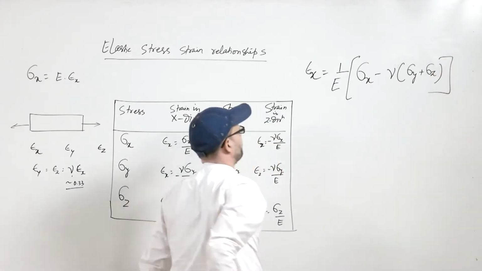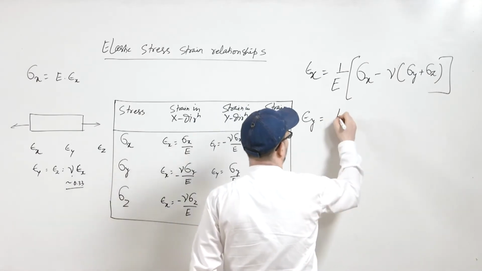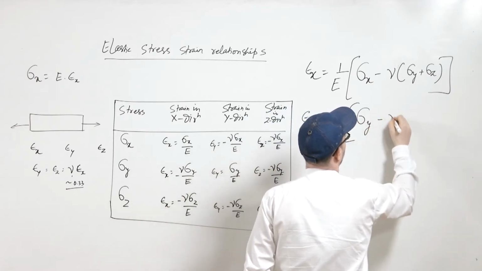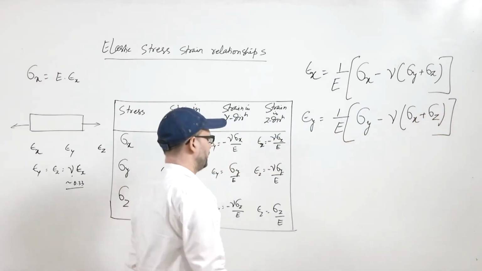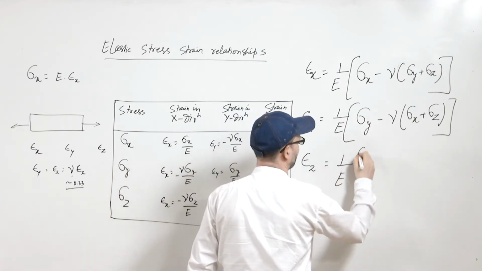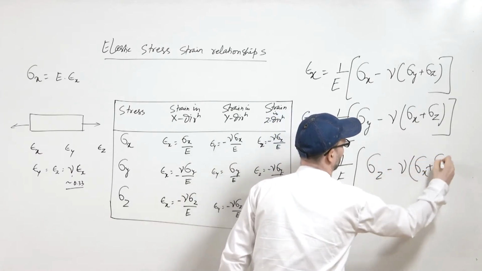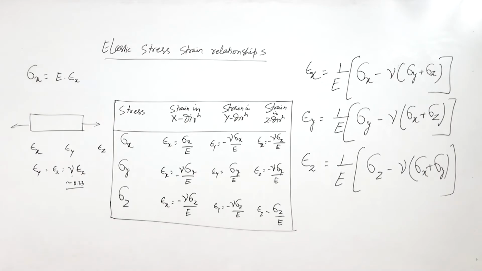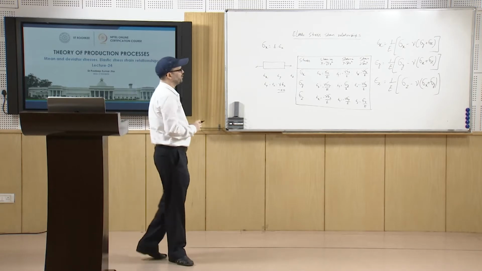Similarly, you will have epsilon y as 1 by E sigma y minus nu into sigma x plus sigma z, and epsilon z will be 1 by E sigma z minus nu into sigma x plus sigma y. So, this is how you get the expressions for these strain components.